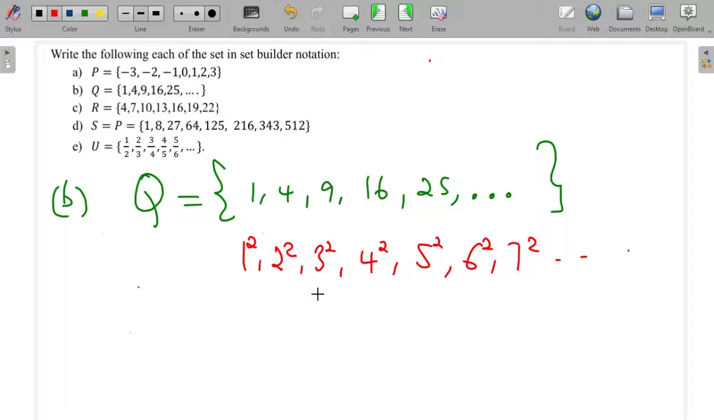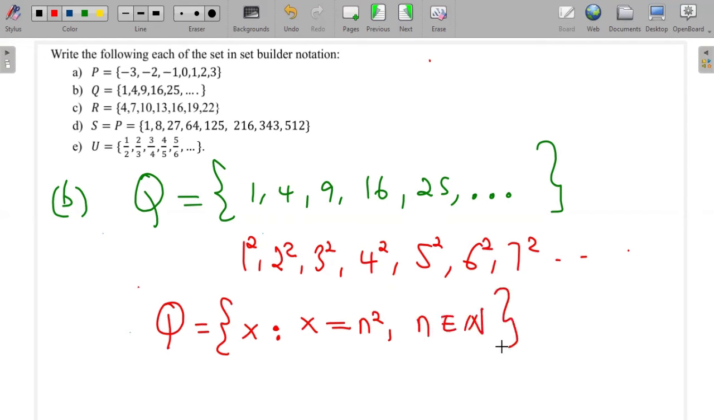So now how do you describe this? I'm going to say set Q is a set of all x's such that x is equal to n squared, where n is a member of the natural numbers. As simple as that. You are done. You have described that set of the perfect squares.